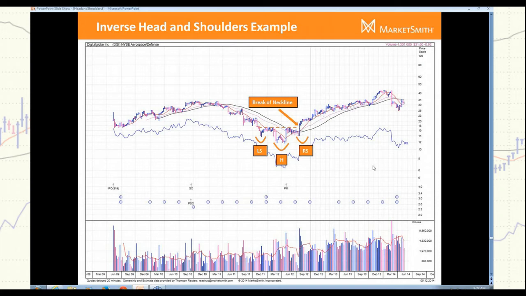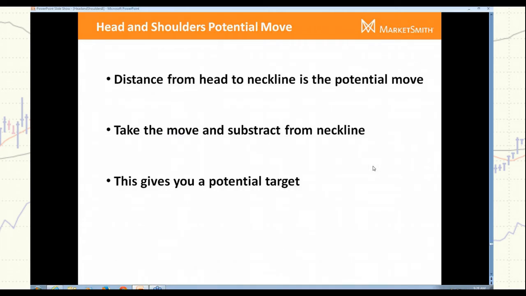So there's one last thing that we want to go over for this webinar, and this is the head and shoulders potential move. A lot of times, the way technical analysts will look at a chart, they see a pattern like this and want to get an idea of how potentially far it could go, to put in a little bit more perspective. The way technical analysts will do this with a head and shoulders is they'll measure the distance from the head to the neckline, and say, okay, this is the potential move, and they'll subtract it from the neckline, and that's where they'll get their target.